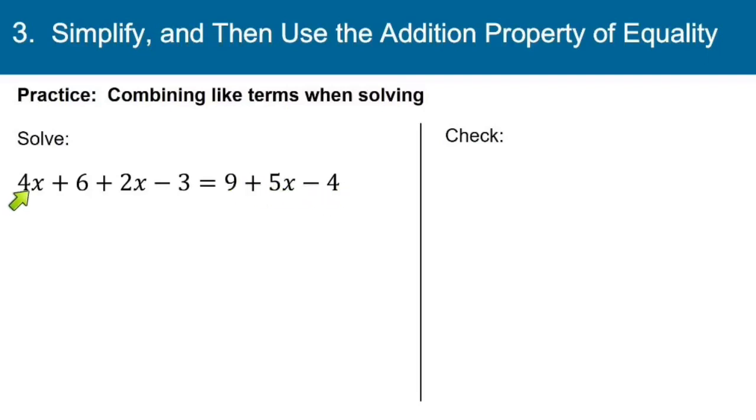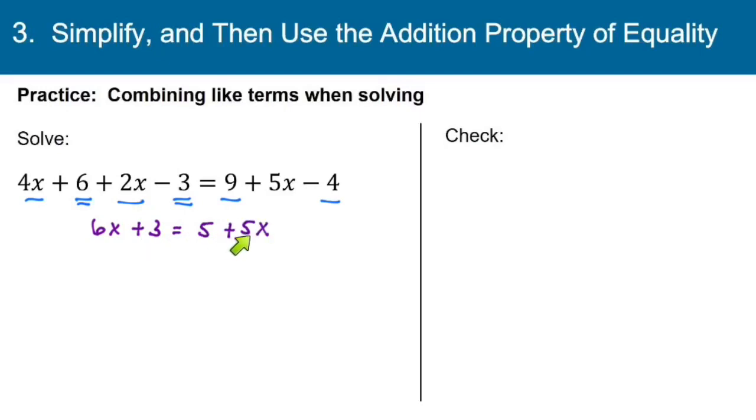So looking here, we have 4x and 2x. Together they make 6x. Then we have 6 and negative 3. Together they make positive 3. So the left side simplifies to 6x plus 3. On the right side, we have these two constants, 9 and minus 4. Together they make 5. So the right side simplifies to 5 plus 5x.